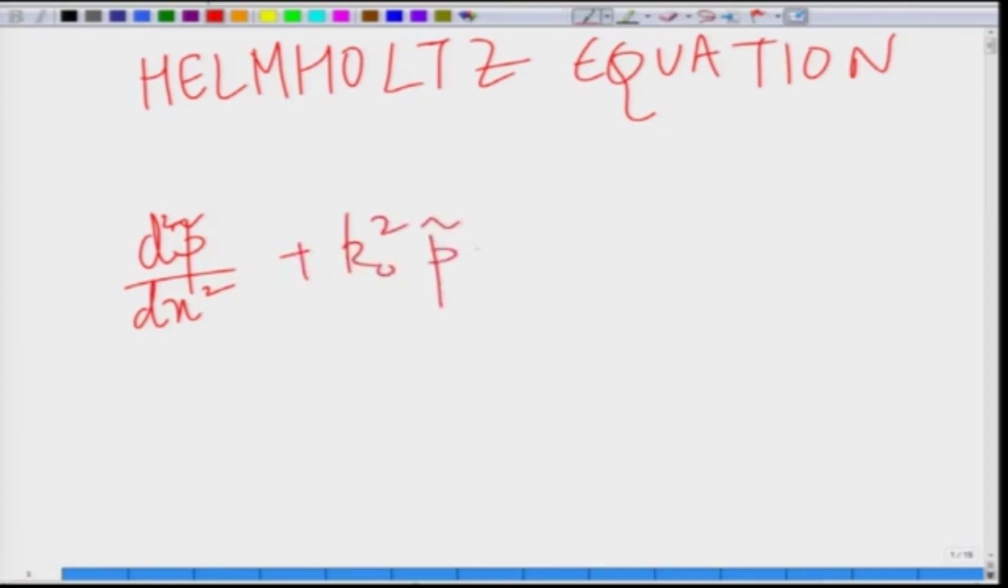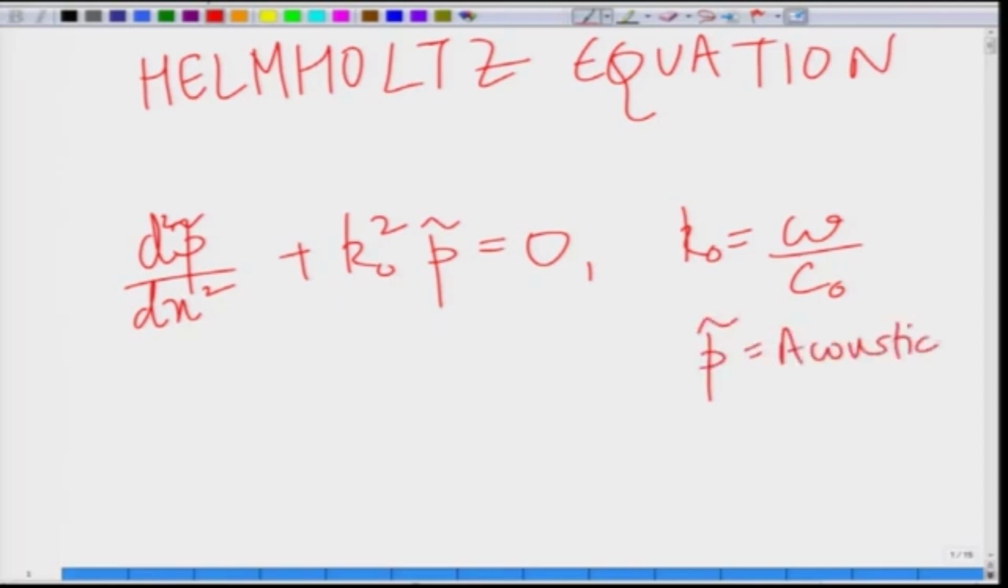Typically, this equation is used to model planar wave propagation in ducts, one dimensional ducts, where the symbols carry the usual meaning that I explained in my last lecture. Here k naught is omega by c naught, c naught is the sound speed, p tilde is the acoustic pressure, and x is the coordinate.